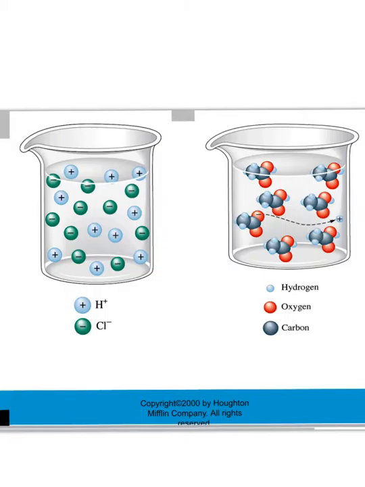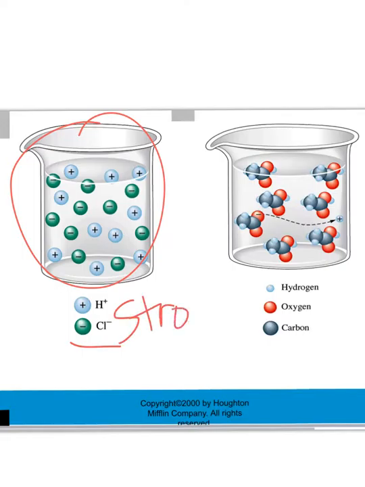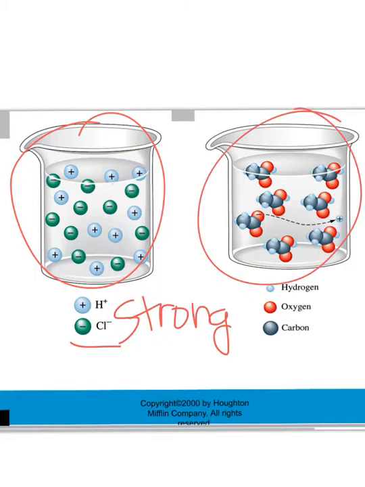Now here's a picture. If you take a look at the picture on the left, you can see that all of the ions are completely separated. This is an example of hydrochloric acid, and you know hydrochloric acid is a strong acid. So once again, strong acids will completely ionize in solution. Now if we take a look at this other one on the right, this is an example of a weak acid.